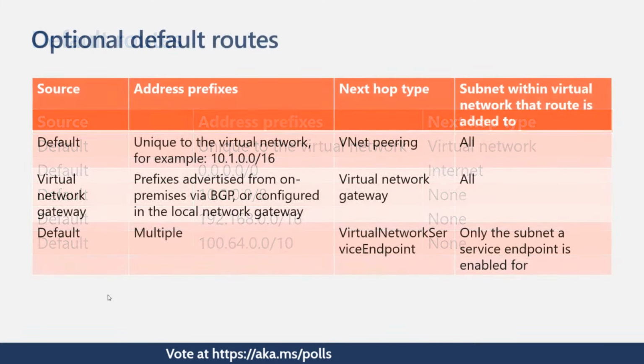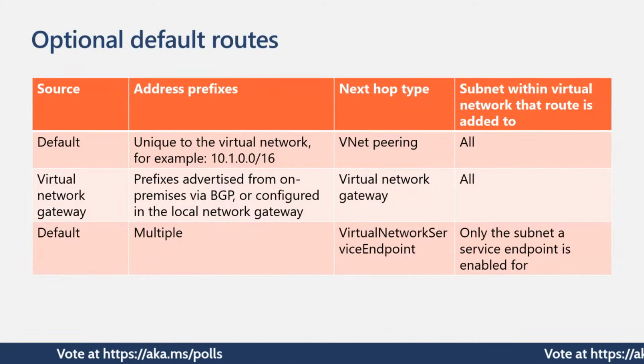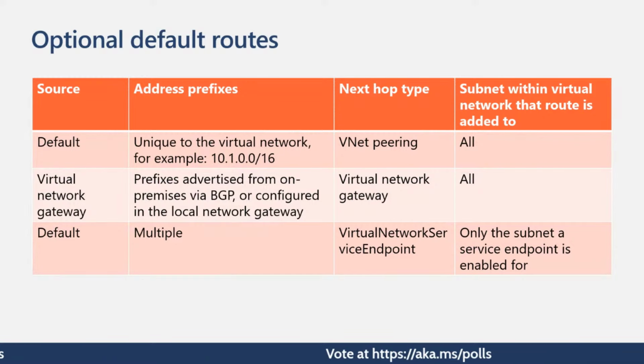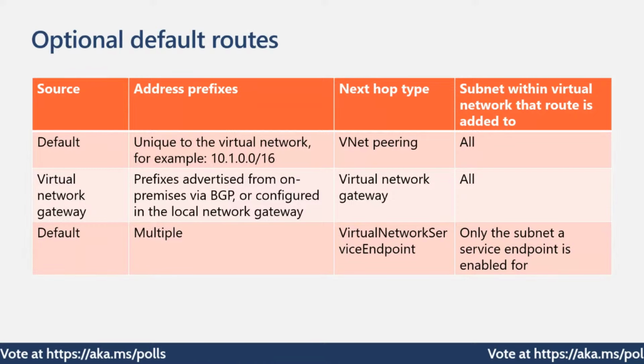We also have some optional default routes. The reason it's saying optional is because this is something that you would have to essentially opt into. So if you enable particular Azure capabilities, Azure is going to handle that routing for you. So what does that look like?